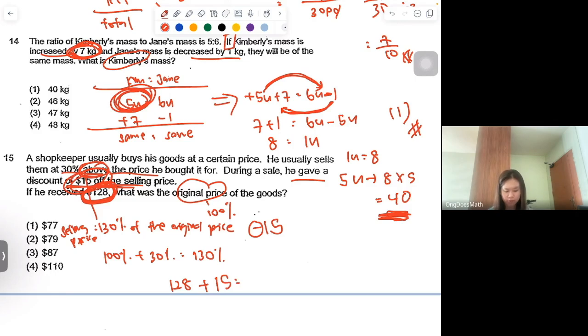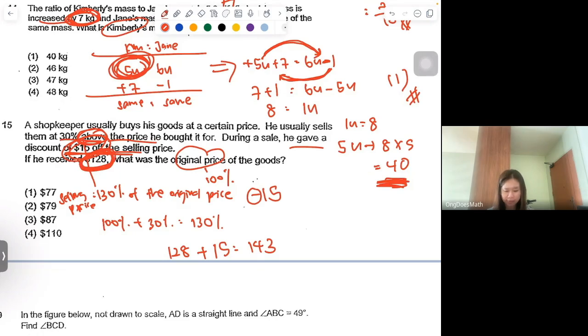So that should give you 143. 143 was the selling price, which was 130% of the original price. So 130% was $143. So what you want to do is find out what 100% is. Since you don't have a calculator, you just want to divide it by 13. So you want to find out what 10% is. So from here to here, you divide it by 13. From here to here, you divide it by 13.